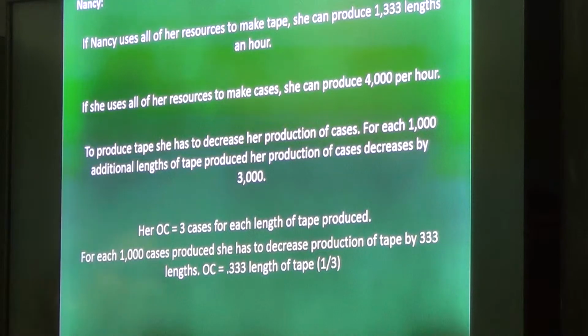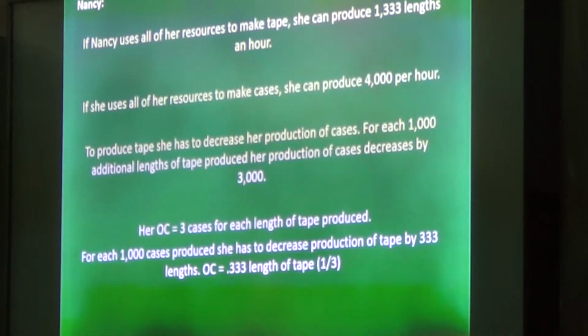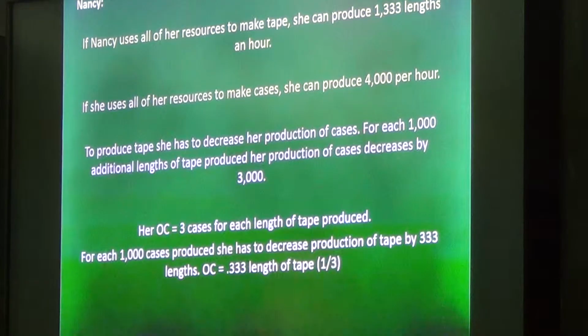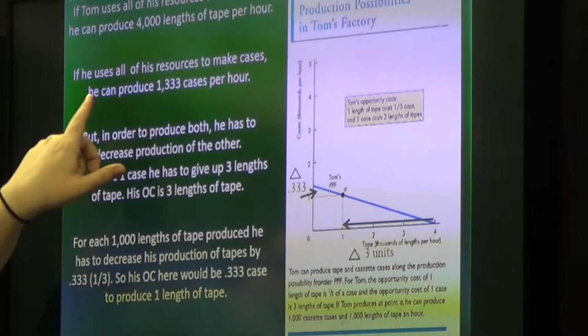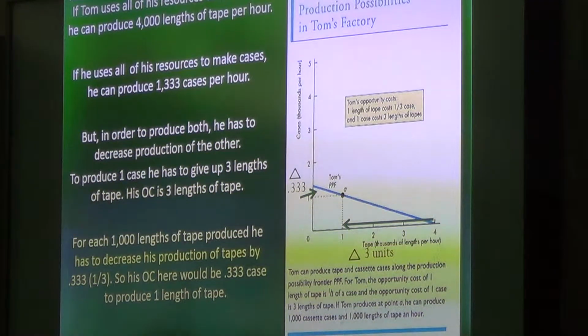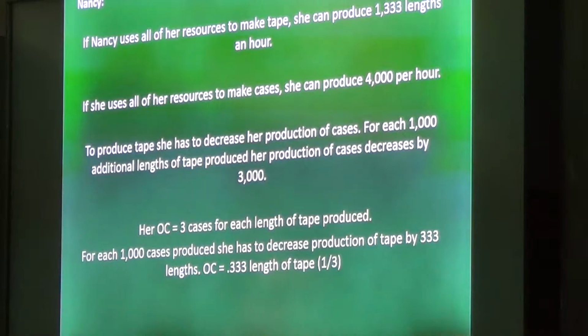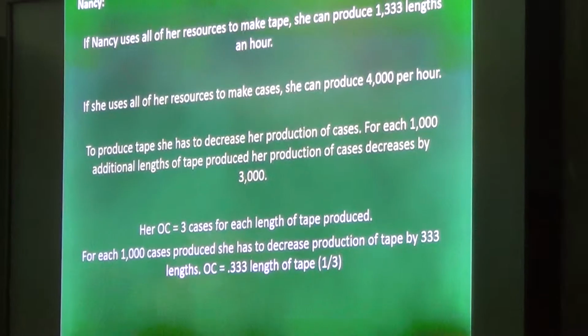And if she uses all of her resources to make cases, she can produce 4,000 cases per hour. So it's kind of the opposite of what we just had with Tom. Whereas Tom can make 4,000 lengths of tape per hour, but can only produce 1,333 cases per hour. But Nancy here is the opposite. She can produce more cases than she can tape per hour.